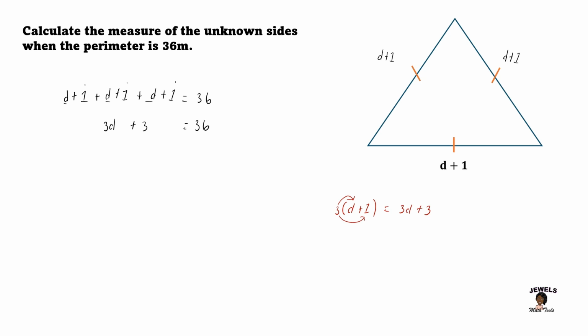We're going to begin collecting our like terms, and we have 36 and 3 that are alike. So I'm going to be subtracting my 3 from 36. And when 36 subtracts 3, we will be left with 33. And now we will be dividing both sides of our equation by 3.